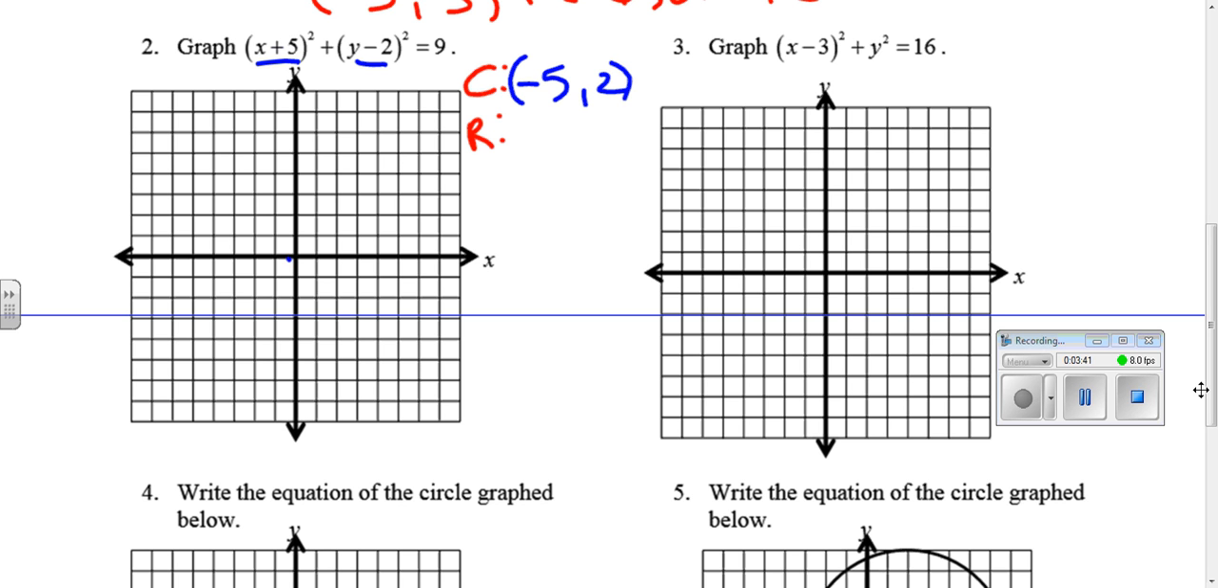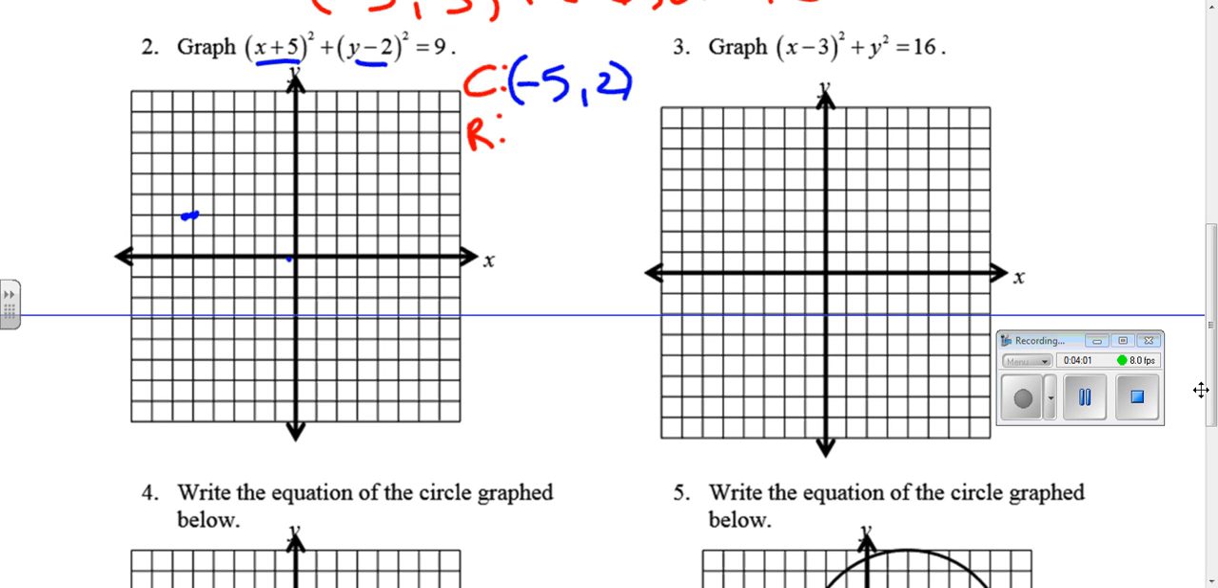Starting at my origin, 1, 2, 3, 4, 5, up to the center. Sorry, I'm just going to make my point a little bit smaller. Just kidding. It's out of line, that's why.